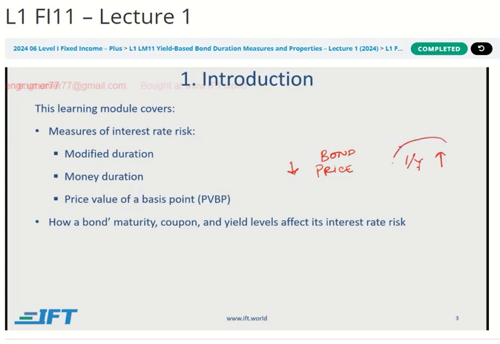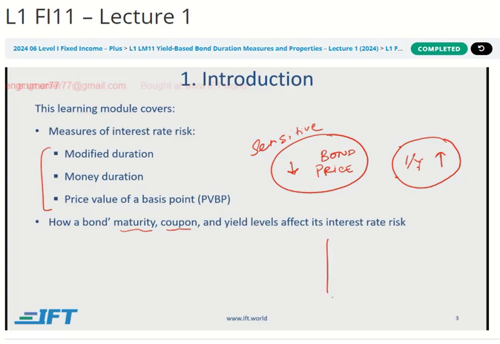So how much of a risk you face depends on how sensitive your bond price is to changes in interest rate. And that is what we measure through these three measures of interest rate risk, which are modified duration, money duration, and the price value of a basis point. Now, of course, all bonds are different, right? And depending on their features such as their maturity or their coupon rate or the yield level at which you're currently at, and let me just remind you what that is.